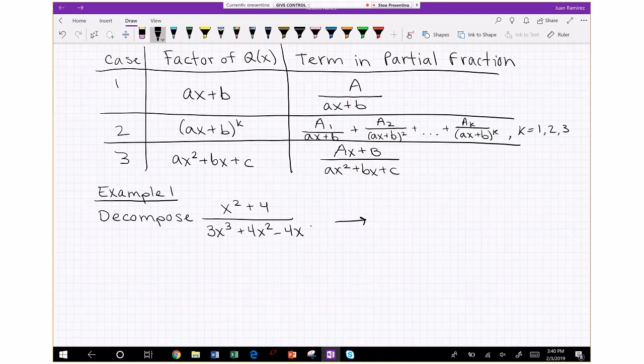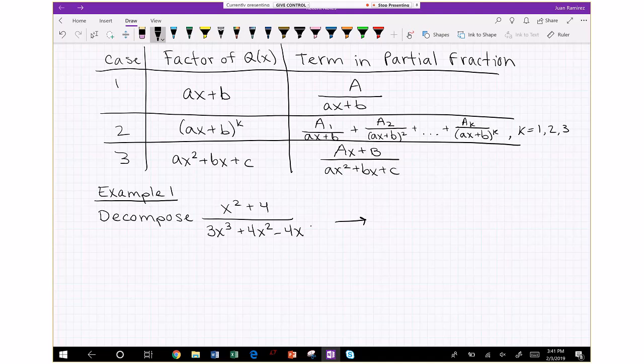I mean, before we can do that, we have to know that the degree of the numerator is smaller than the degree of the denominator. And the degree of the numerator is 2, because the highest degree of x is 2. The degree of the denominator is 3. 2 is smaller than 3, therefore the degree of the numerator is smaller than the degree of the denominator. We are able to do partial fraction decomposition.